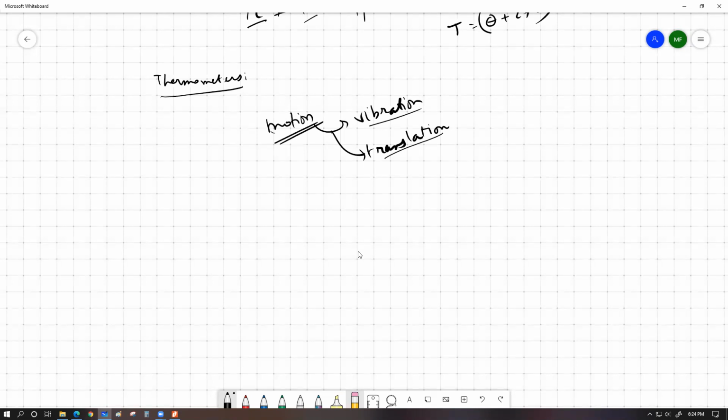Particle is the amount of substance present in a body. That is not particle. Isn't that mass? That would be mass, I think. Yes.